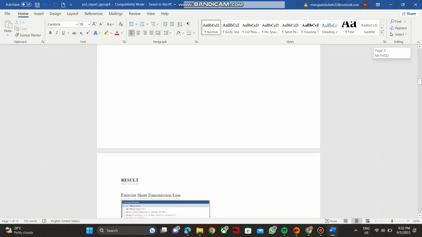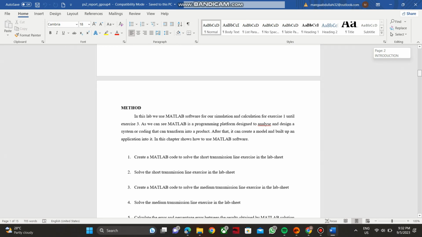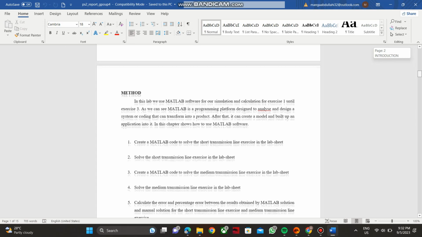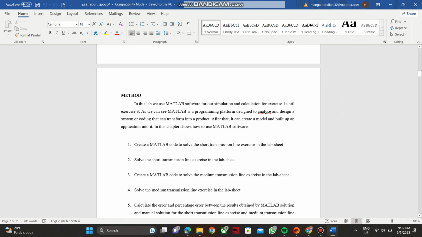In this lab, we use MATLAB software for our simulation and calculation for exercise 1 until exercise 3. MATLAB is a programming platform designed to analyze and design systems or code that can be transformed into a product. After that, it can create a model and build an application from it. This chapter shows how to use MATLAB software.